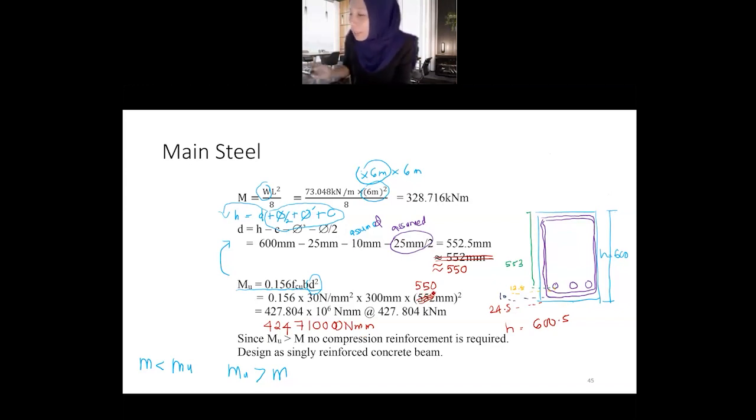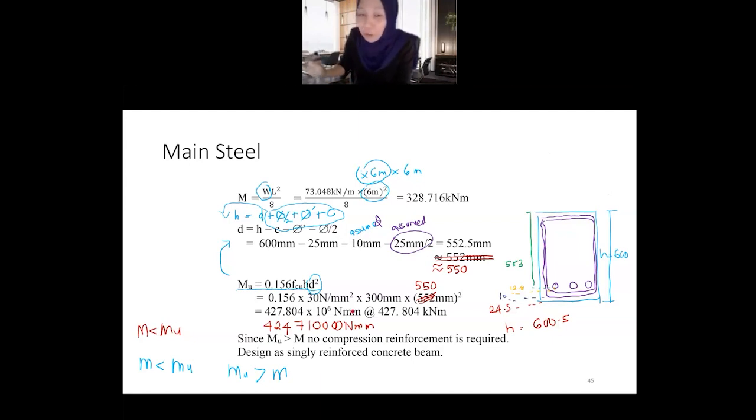Salah ke? Tak salah. Asalkan M ni less dari MU. You nampak sini M 328.716 which means less than 4247100 blah blah blah. Because this one, okay, I rasa I boleh skip part ni, I kena beritahu.